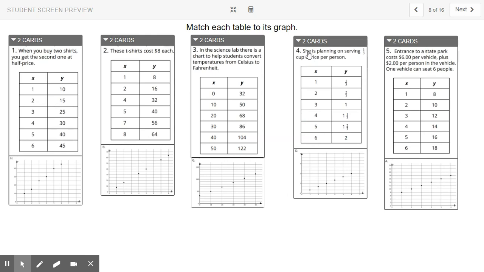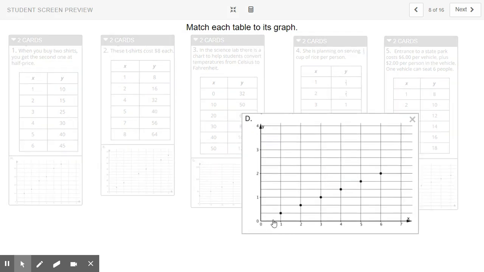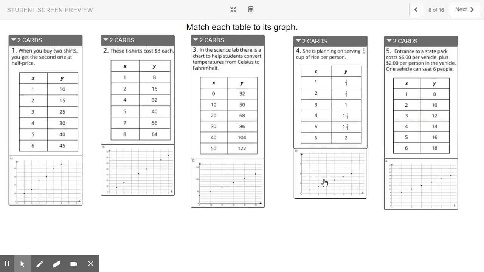Okay, 4 matches with D, and this one was a little different because it has some fractions in it, right? So if you take a look, the first one was 1 and 1/3. And if we look at our chart, here's one whole, and it's actually being divided into 3 equal parts. So this would be 1/3, 1 out of 3 to make one whole. So 1, 1/3. For number 2, it was 2 and 2/3. For 3 cups of rice, it's 1 whole cup, so 3, 1, right? And if we continue, you're going to see a pattern there.